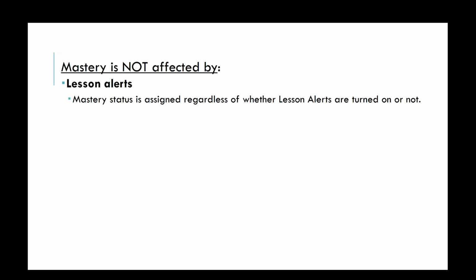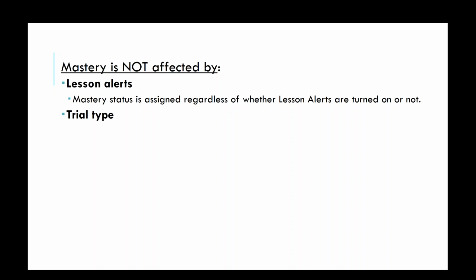Importantly, there are several factors that are not affected by mastery, but which we commonly get asked about. This includes, for example, lesson alerts. Lesson alerts are an optional feature that you can turn on where the ACE will automatically move a learner through prompt progressions, as well as indicate to users if a lesson needs attention. Mastery status is going to be assigned regardless of whether you take advantage of that feature or not.